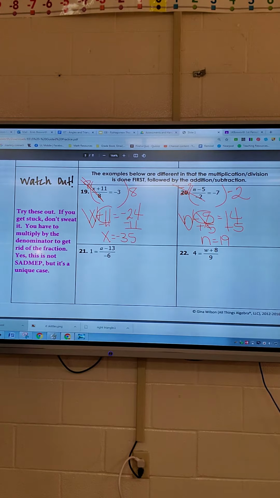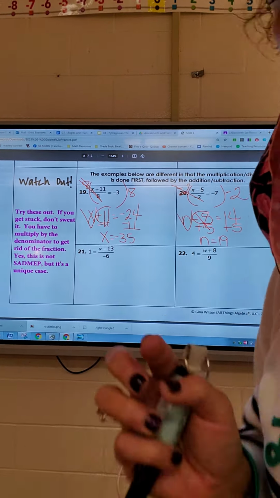Okay? I want you to take about 2 minutes, and I want you to do 21 and 22, and then I'm going to come back and do them with you. Where's your expression on 21 and 22? It's on the right. So be careful, make sure you see that expression on the right. Do that, and then I'm going to come back and go over them with you.